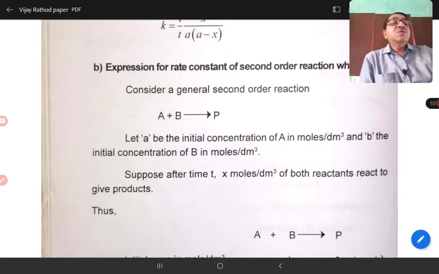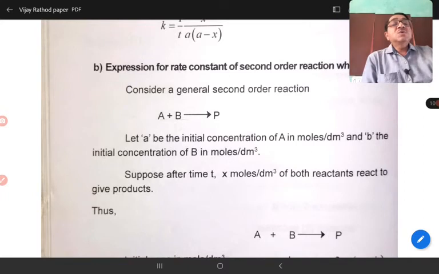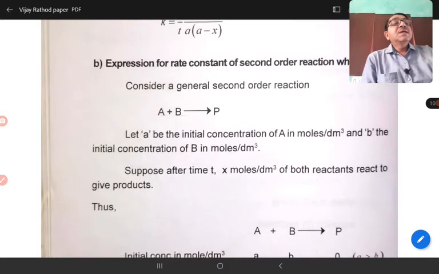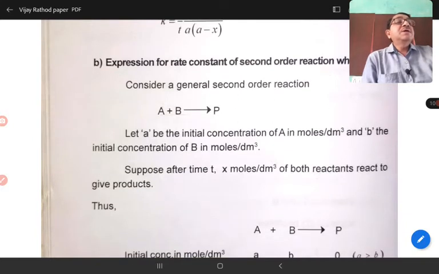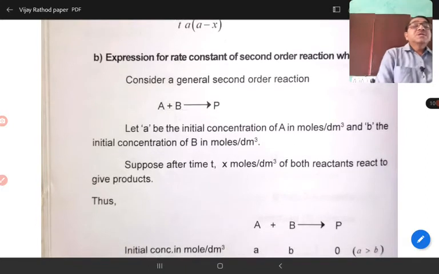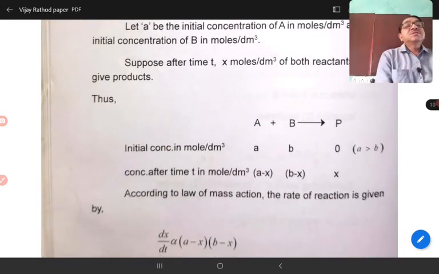Let a be the initial concentration of A in moles per decimeter cube and b the initial concentration of B in moles per decimeter cube. Here the letter b came instead of a. So this is the different part, meaning A and B reactants are different in this condition. Suppose after time t, x moles per decimeter cube of both reactants react to give products, thus representing A plus B gives product P.